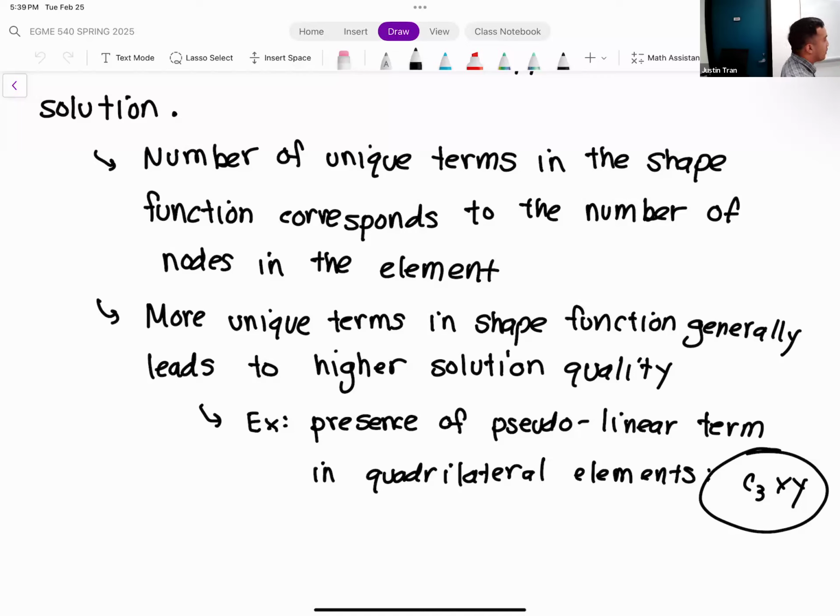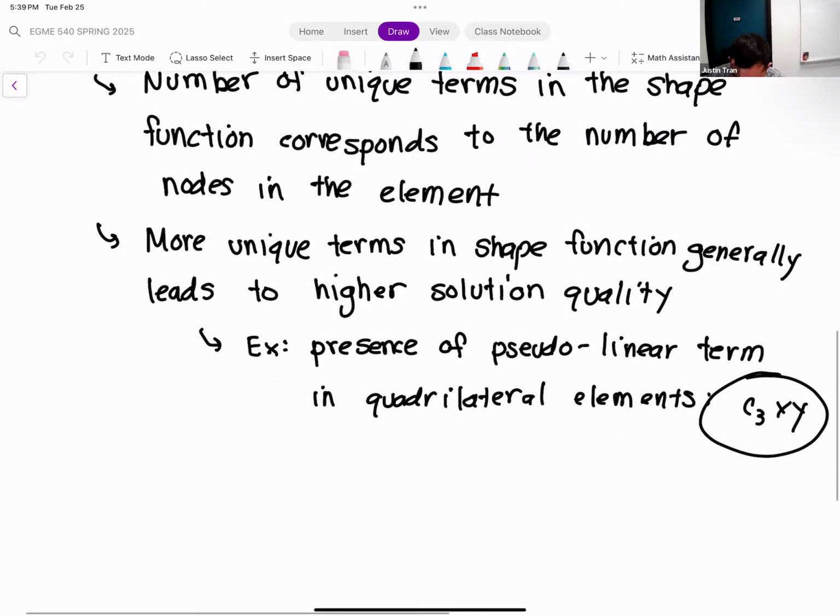Same thing for linear versus quadratic. For some situations, if you change from linear to quadratic, you're probably not going to see that much of a difference, even though the shape functions are much better for quadratic. I do want to dive into that. But the other thing I want to mention before that is that more terms usually also means more cost as well.